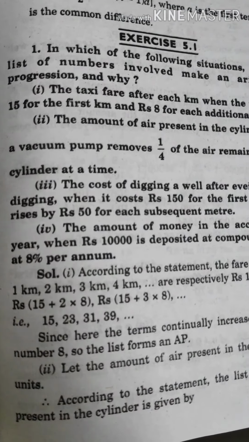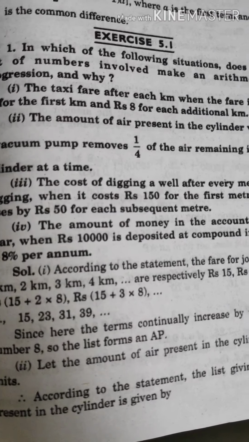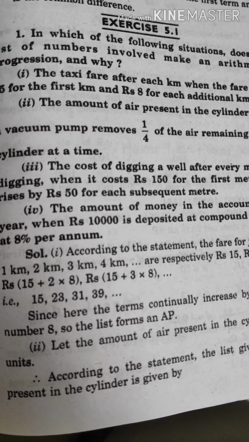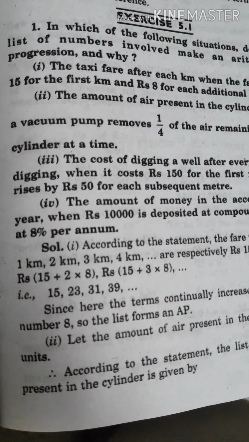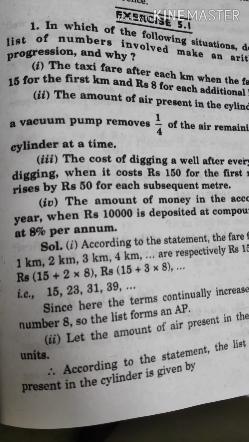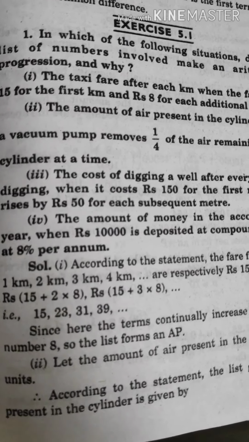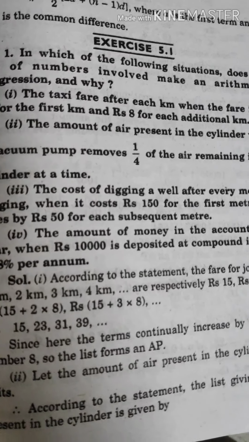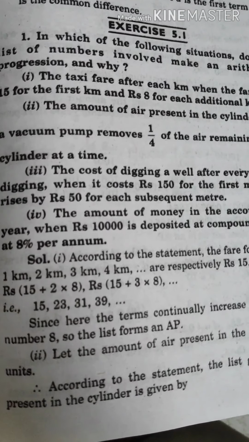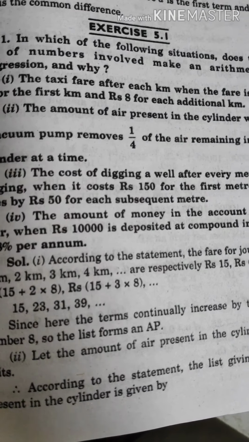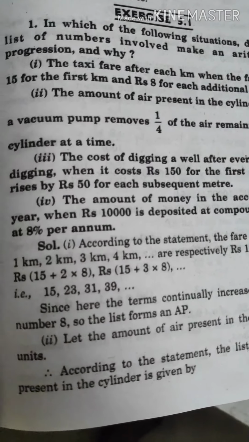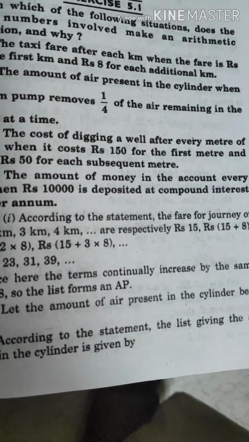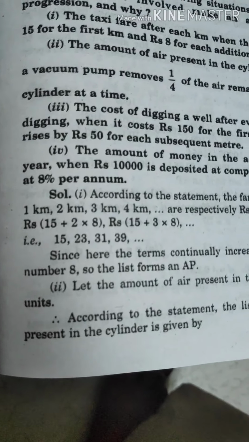Alright, the second is the amount of air present in a cylinder when a vacuum pump removes 1/4 of the air remaining in the cylinder at a time. Now we have to check. First thing is how to understand this question. Let the amount of air present in the cylinder be x units.